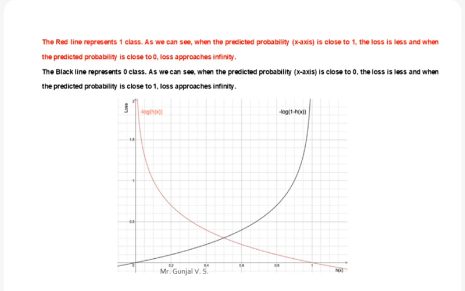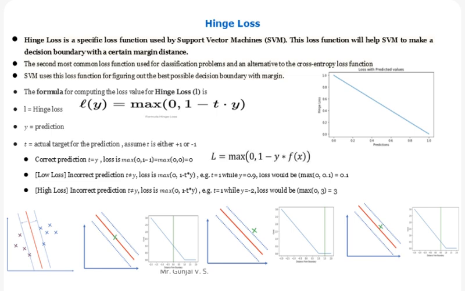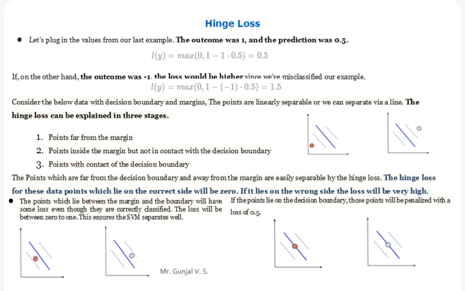The red line represents class 1, where higher predicted probabilities lead to lower loss. The black line represents class 0, showing the inverse relationship between predicted probability and loss. Hinge loss is used in support vector machines to create a decision boundary with a margin. It penalizes misclassified points based on their distance from the margin. Hinge loss can be explained by the distance of points from the decision boundary. Correct predictions have 0 loss, while incorrect ones are penalized based on their margin distance.